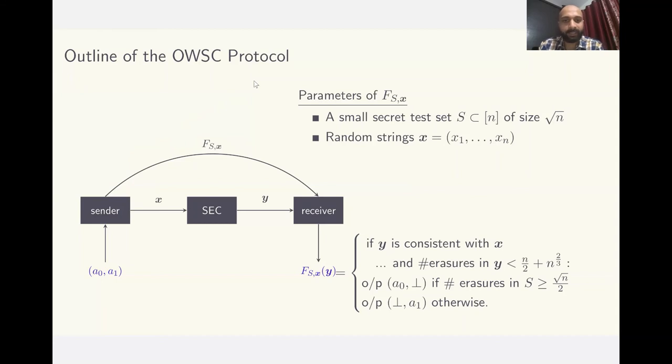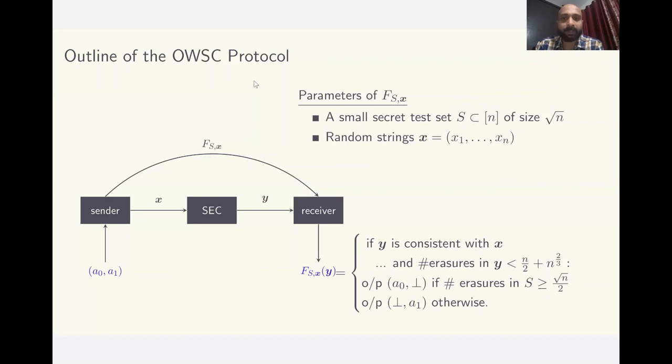To protect against this attack, we add an extra condition to F sub S, X to obtain our final scheme. The function now aborts also when the number of erasures is more than n/2 plus n^(2/3). Why does this work? First of all, this does not affect the correctness of the scheme, because the SCC does not cause more than n/2 plus n^(2/3) erasures, except with negligible probability. This follows from a simple Chernoff bound. This tweak protects against the forgetting attack mounted by the receiver that we just talked about.